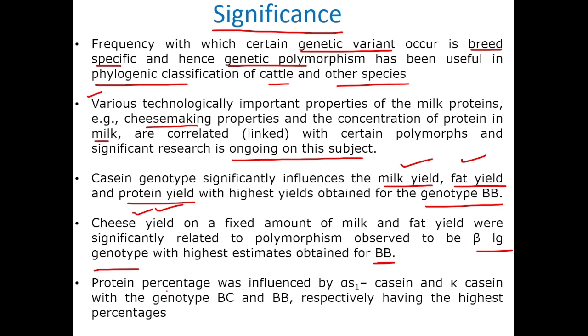The protein percentage was influenced mainly by alpha S1 casein and kappa casein, with the genotypes BC and BB respectively having the highest percentages. So milk having alpha S1 casein BC and kappa casein BB has been reported to have higher protein percentages. So this is the significance which we are studying.